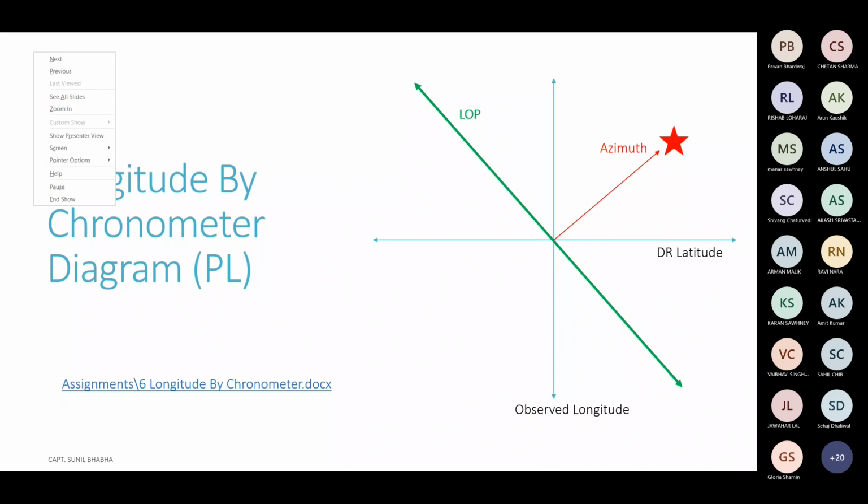Now when you get the PL, the green color line which you see here, the PL shows us that our vessel's position can be anywhere on this line. So you can be anywhere on the green color line, the position line, and depending upon where you are on the green line, the longitude will keep on changing. Correct. That's right. So the observed longitude is not the fixed longitude. It is only a reference longitude to draw the PL.